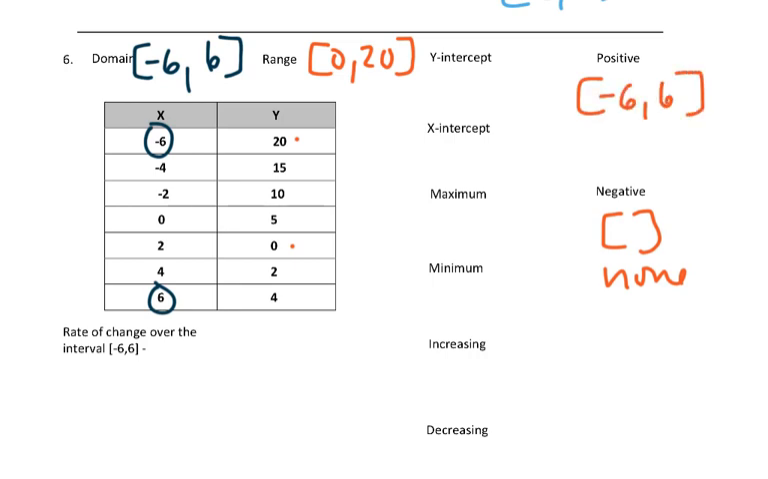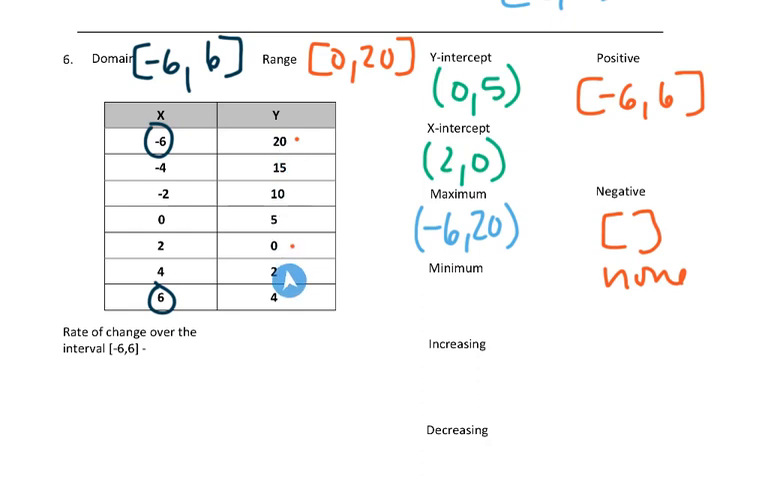Now, y-intercepts, we look for zeros. X of 0, there's our y-intercept, (0, 5). Y of 0, there's our x-intercept, so (2, 0). Maximum, where's our highest point? It's at 20, so (-6, 20). Then our minimum, our lowest number, 0, so (2, 0).